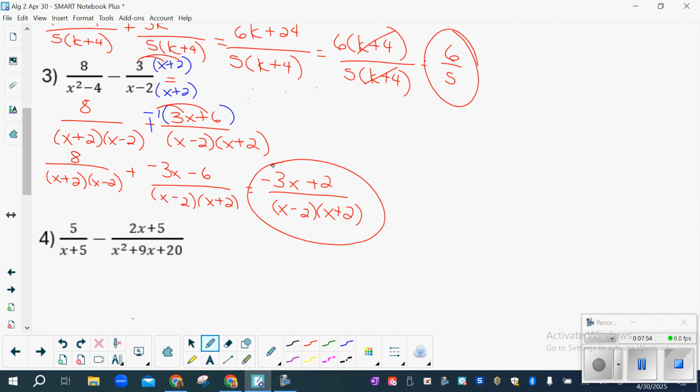So once we get to this step here, and then we add them together when we get to the last step here, then we can look to see if we cancel. We don't want to cancel until we add them together, or subtract them. Does that make sense? Okay.